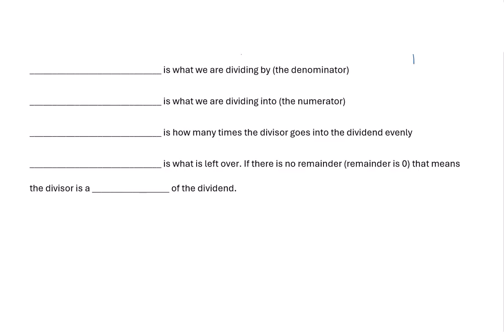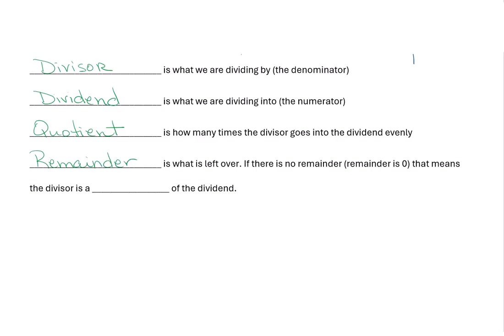So taking a look at the vocabulary we just used, the divisor is what we were dividing by. If it's in a fraction, it's what's in the denominator. The dividend is what we were dividing into. That's the numerator. The quotient is that first result. In other words, how many times the divisor goes into the dividend evenly. And the remainder is what is left over.